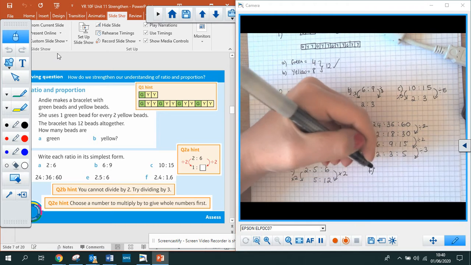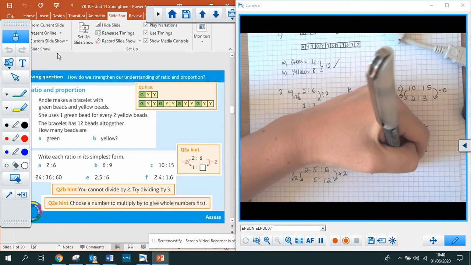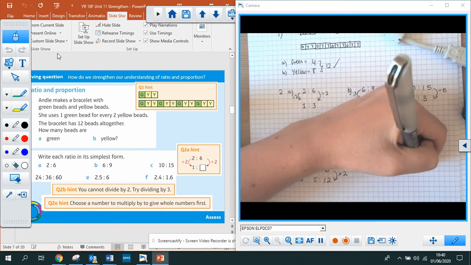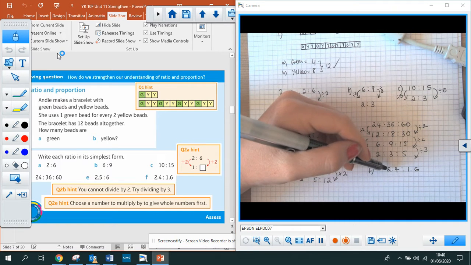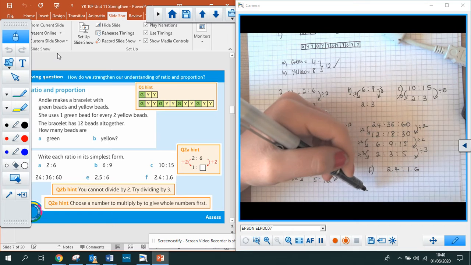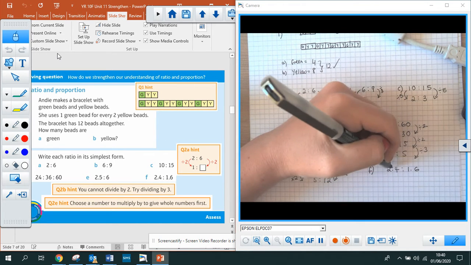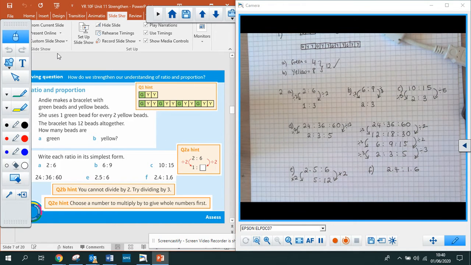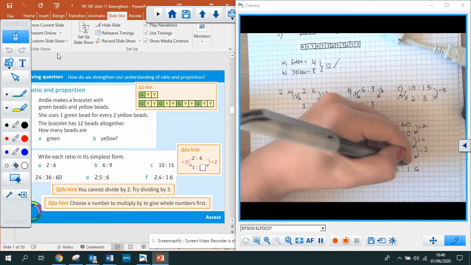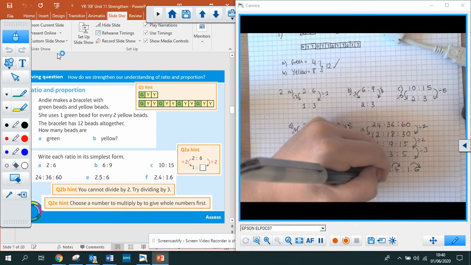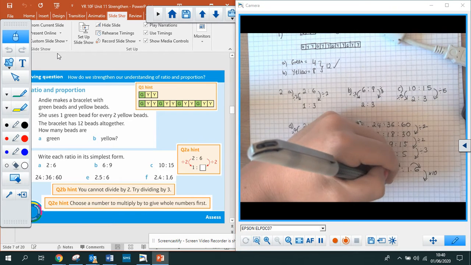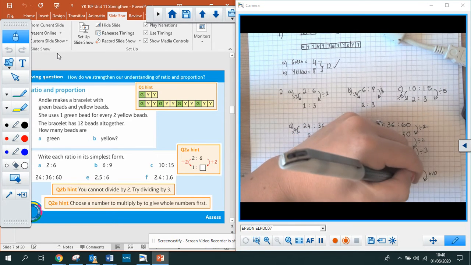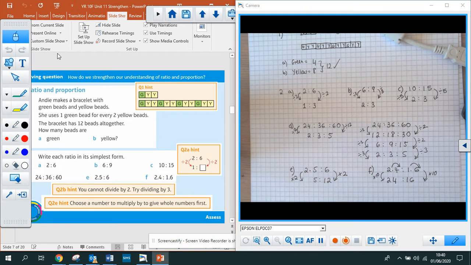For F, we've got 2.4 to 1.6. Now, with these, I can't multiply them by 2 because if I multiply them by 2, I'm still going to have a decimal number. So I'm going to multiply them both by 10 because I know that's going to get rid of my decimal, because it moves it one place to the right on both. If I multiply by 10, I will have 24 to 16. I then need to simplify here.